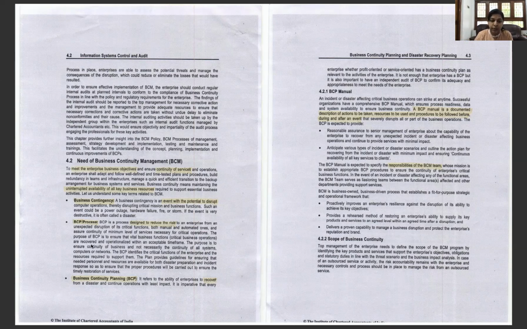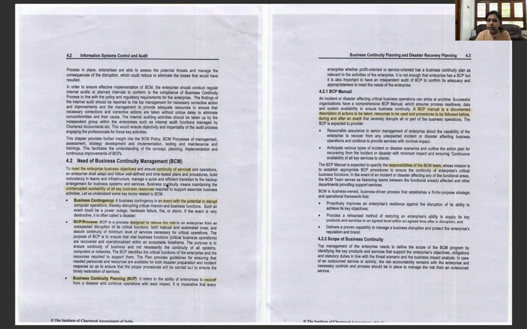Let us see it once again. A business contingency is an event with the potential to disrupt the computer operations. So what is a BCP process? It is a process designed to reduce the risk. What is a BCP? It is the ability of an enterprise to recover from the disaster and to continue the operations with a very least impact.